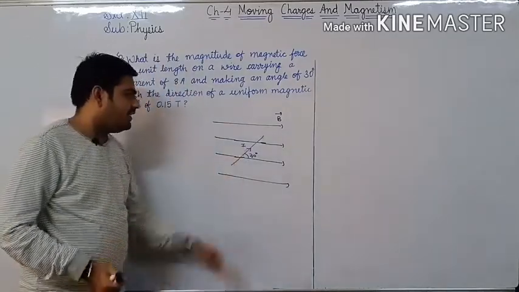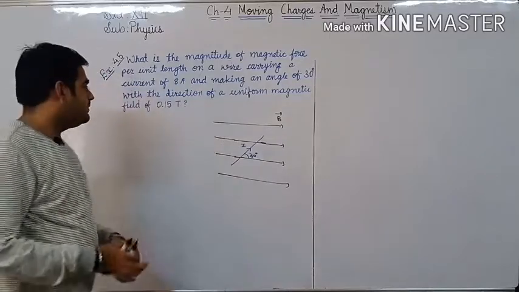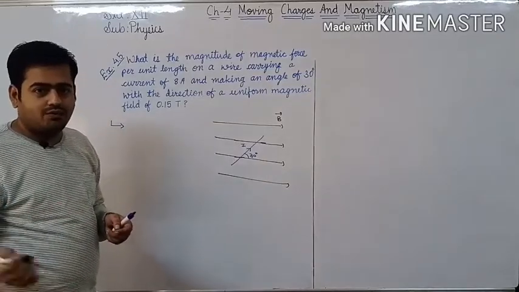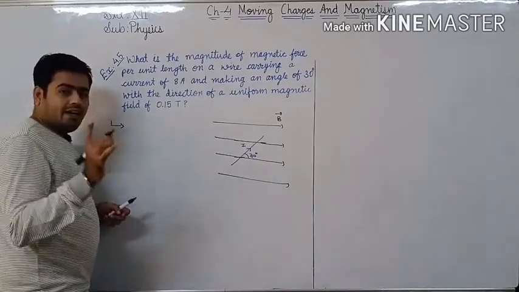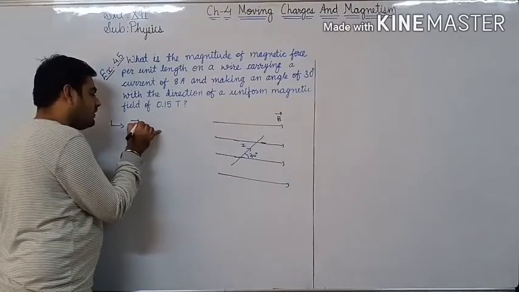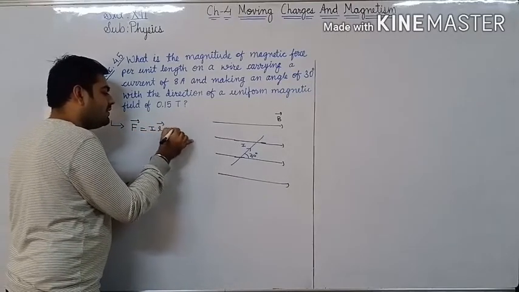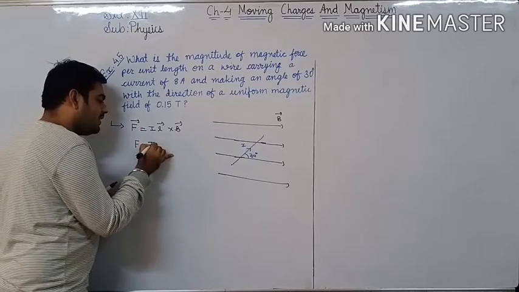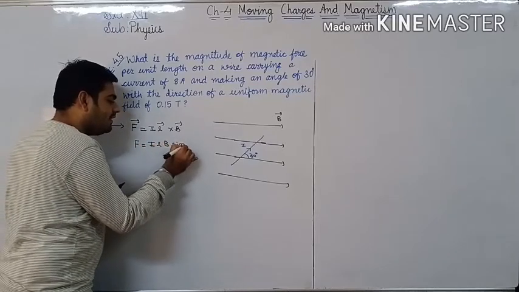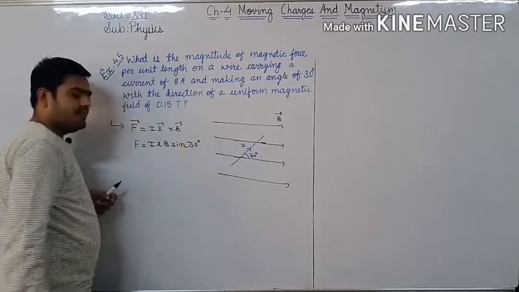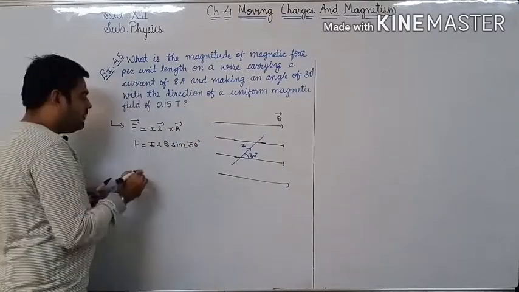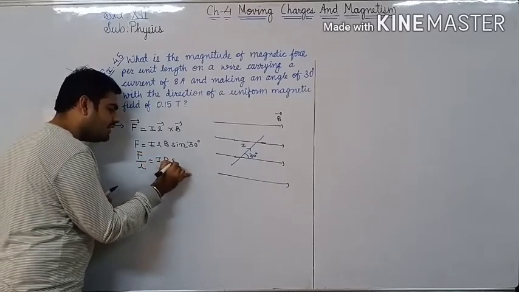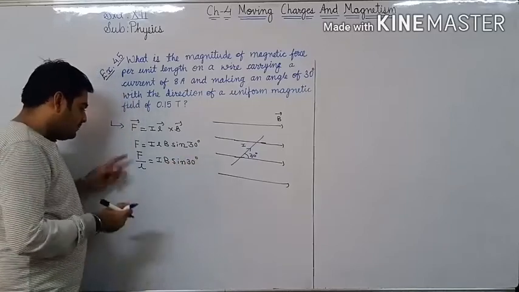This current carrying wire is placed in external magnetic field. Whenever current carrying wire is placed in external magnetic field, then what will happen? Some magnetic force will act on it, and that is given by Ampere's law. F vector is equal to I L vector cross B vector. If we want to find magnitude of force, then magnitude of force is nothing but I L B sin theta. Here theta, that is 30 degree, sin 30. They are asking us to find force per unit length. So F by L is equal to IB sin 30 degree. This is force per unit length.